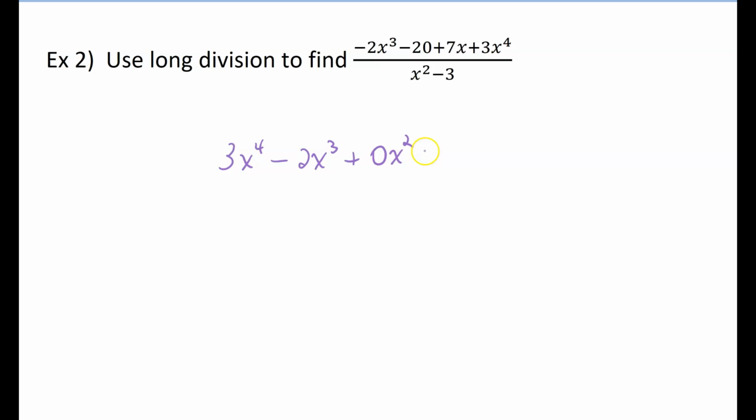Yes, that one is 7x. And do I have an x to the 0 term? Minus 20. Okay, so now I've got it in the nice order that we like it in. Let me put my fraction bar up there and my divisor, x squared minus 3.